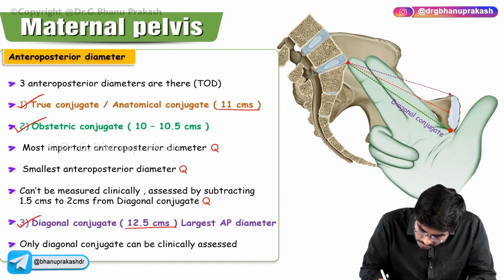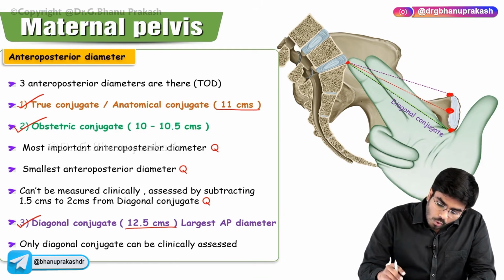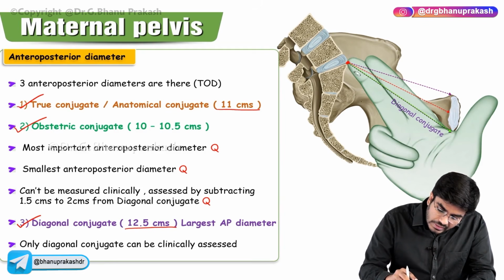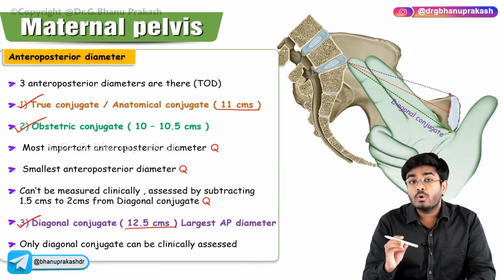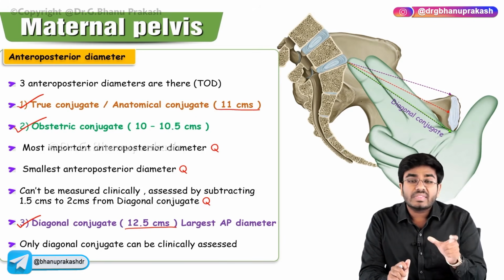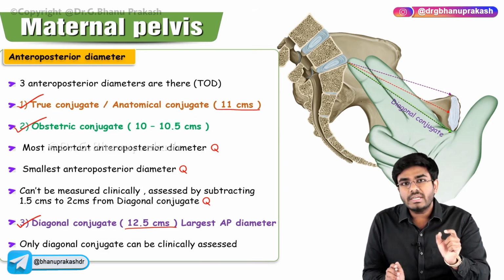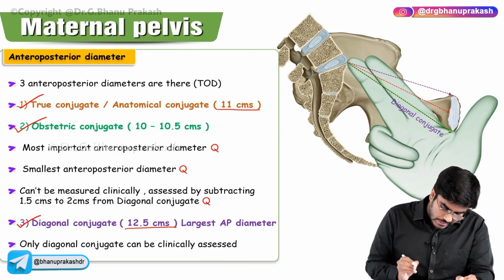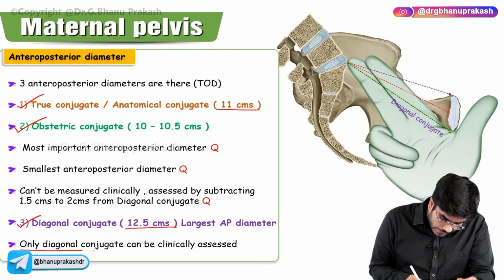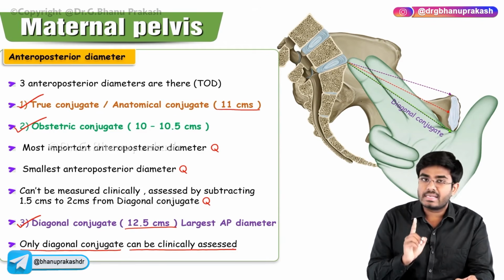See, here you can have your fingers, but how can you have your fingers in this particular area or in this particular area? No, you cannot. So the only conjugate which can be clinically measured is diagonal conjugate. But which conjugate is obstetrically significant? That is obstetric conjugate. So how to estimate obstetric conjugate? Guys, please concentrate. Again I am repeating, only diagonal conjugate can be clinically assessed.